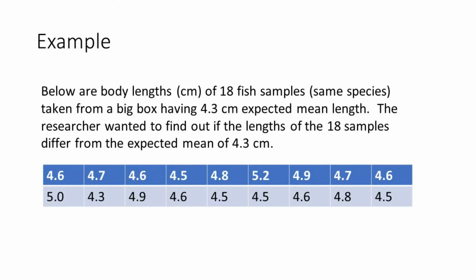Here we have the body lengths of 18 samples of a certain fish species taken from a big box having 4.3 centimeters as expected mean length. The researcher wanted to find out if the lengths of the 18 samples differ from the expected mean, which is 4.3 centimeters.